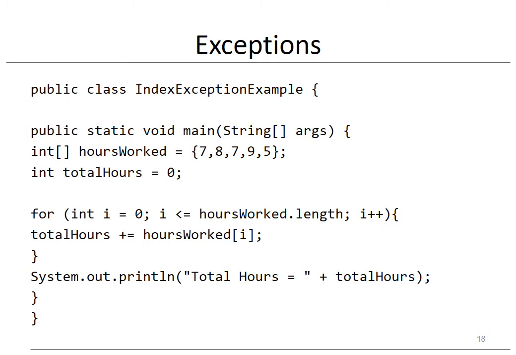Another common exception is index out of bounds. You can see this illustrated here. The class defines an array, hoursWorked, representing the number of hours worked on each day of the week. A for loop is then used to sum all these numbers and calculate the total hours worked, which is then output to the screen. Take a closer look. What will happen if we execute this code?